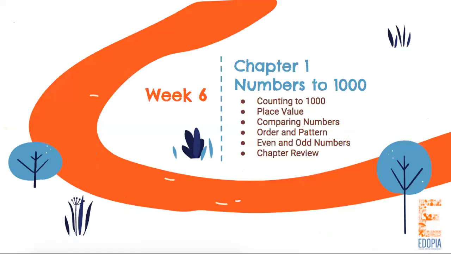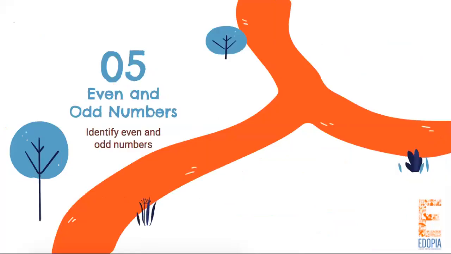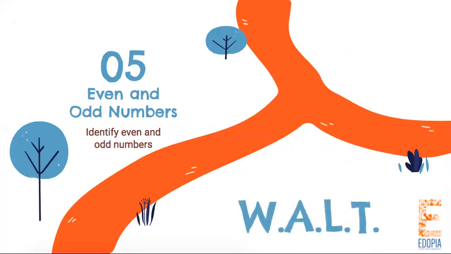Today we are going to continue with our chapter 1. This is week 6 and the lesson that we are going to be doing today is even and odd numbers. So what are we learning today in even and odd numbers? We are going to learn what are even numbers, what are odd numbers, how do we identify if a given number is even or an odd number.